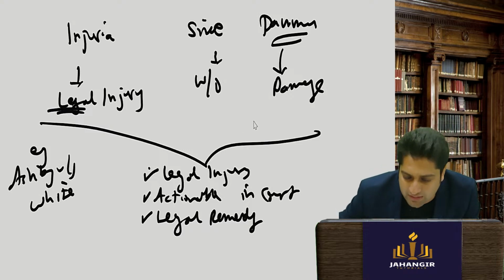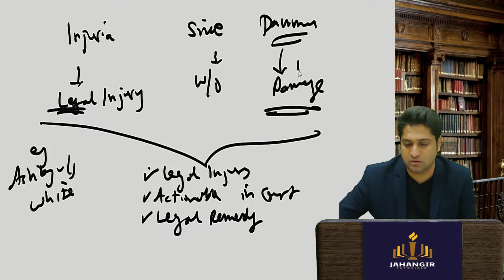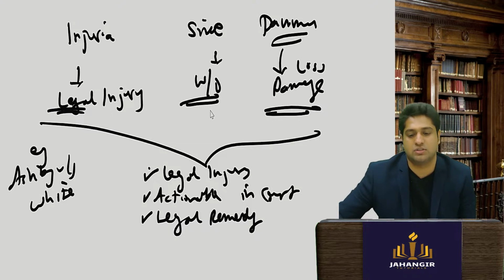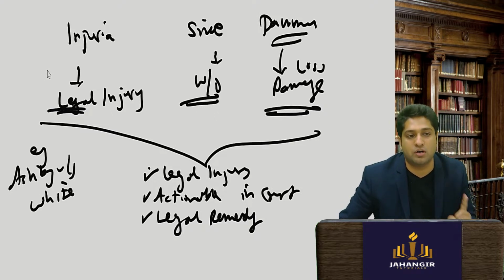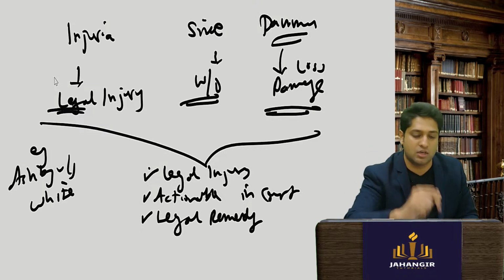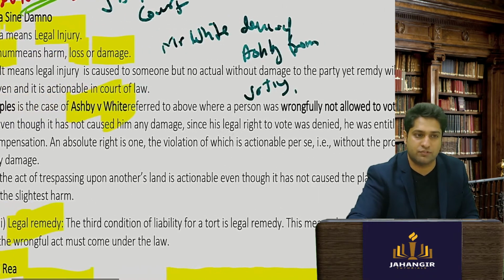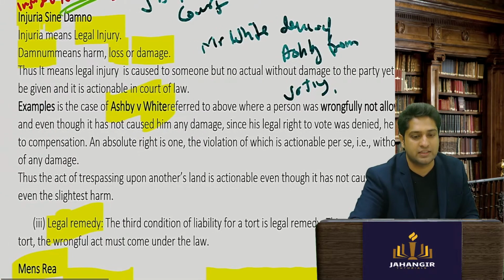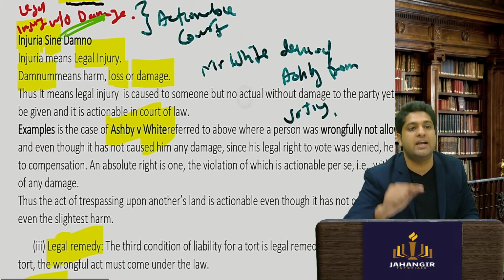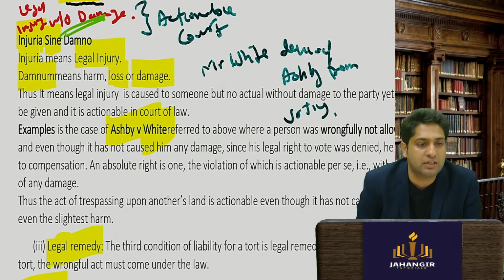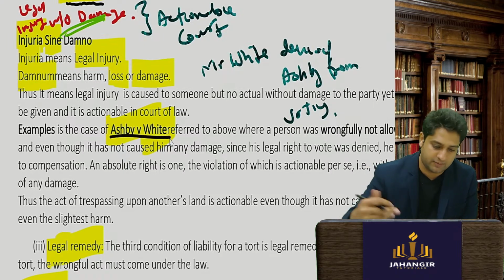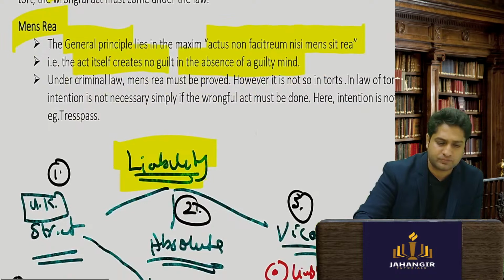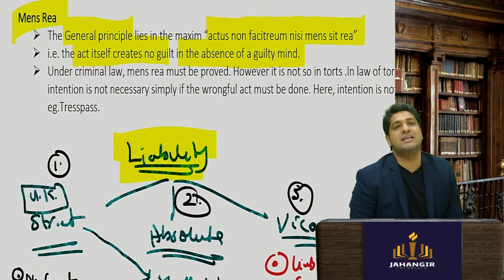There was no real loss to you. Okay. It was without a loss. So there was no loss to you. But law still gave remedy to her. Why? Because her right to vote was affected. That legal right was affected. Okay. So let's see. Injuria sine damno. Okay. So legal injury has been done, but without loss or damage. Example, Ashby versus White.